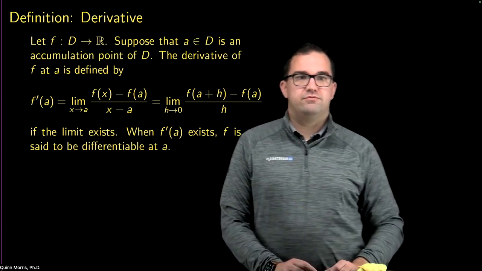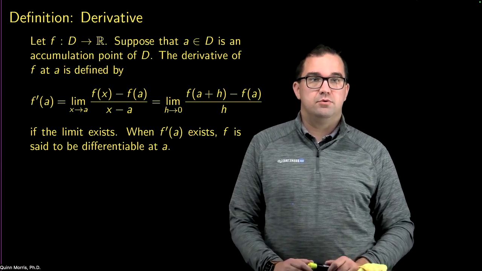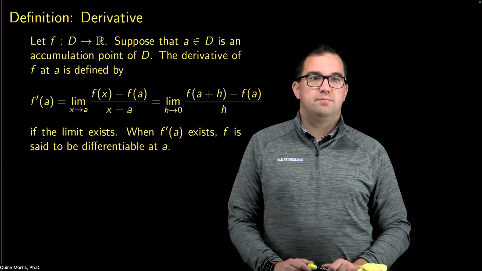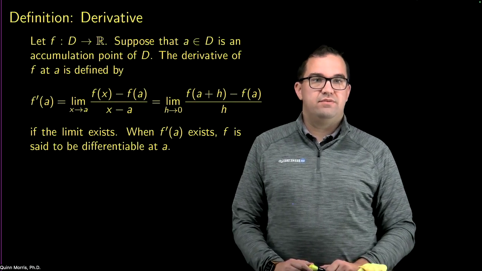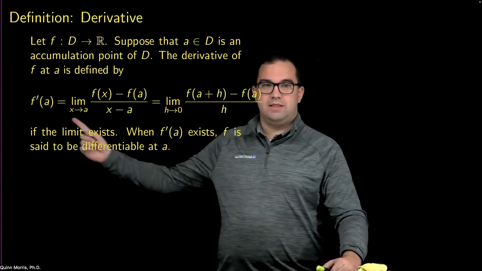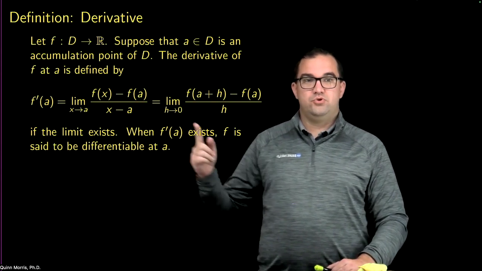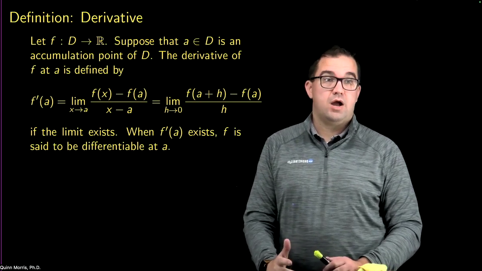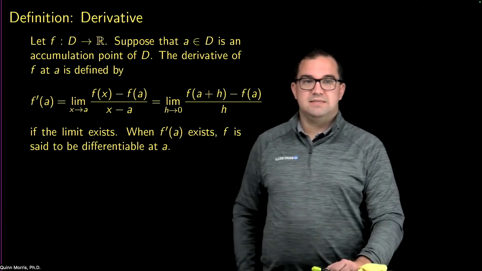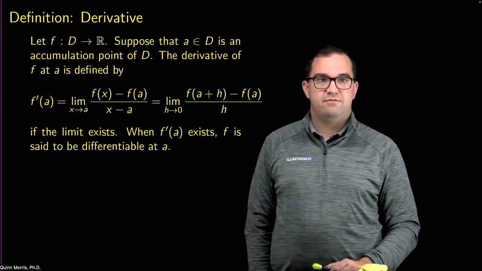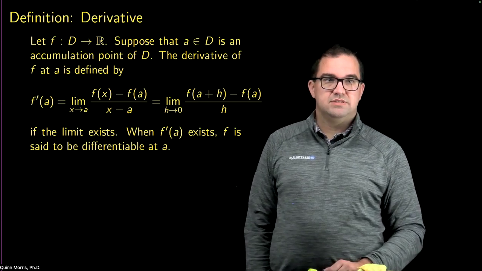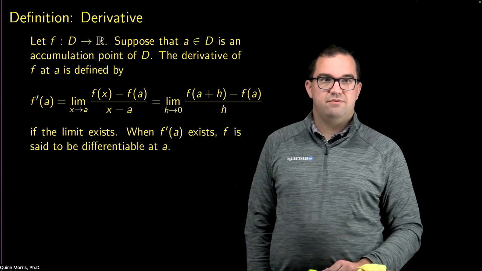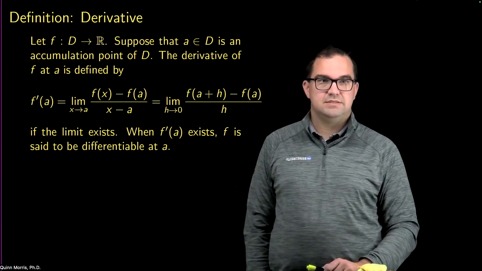Let f be a function from some subset D of the real numbers into the real numbers, and suppose that a is an element of the domain and is an accumulation point of D. Then the derivative of f at a is defined by the following limit definition. In fact, we've listed two equivalent limit definitions here, both of which are commonly used. So f prime of a is equal to the limit as x approaches a of f of x minus f of a over x minus a, which is also equivalent to the limit as h goes to 0 of f of a plus h minus f of a over h, if those limits exist.